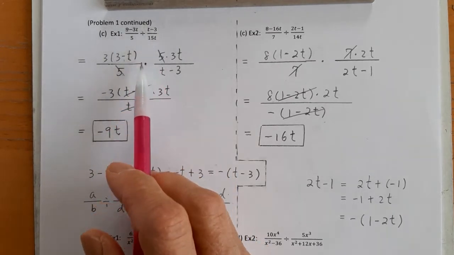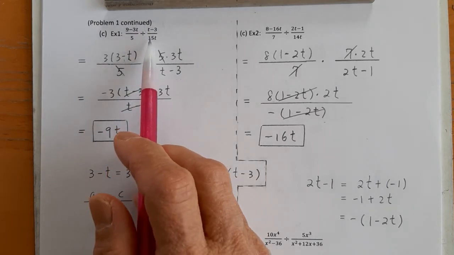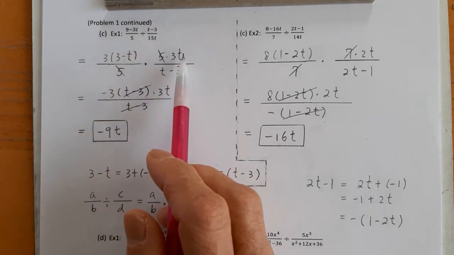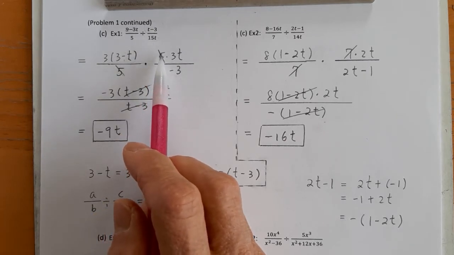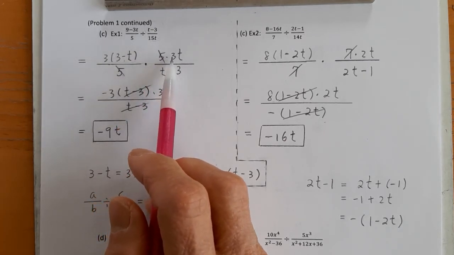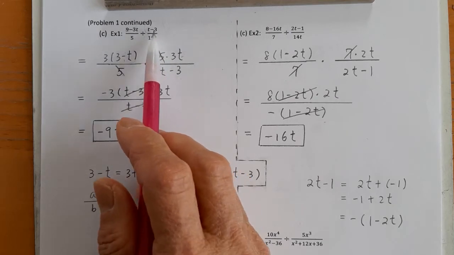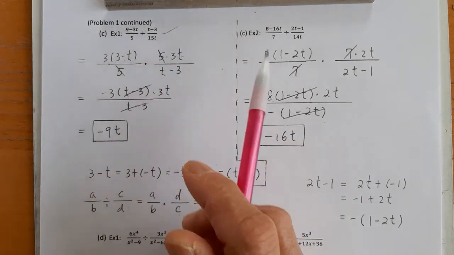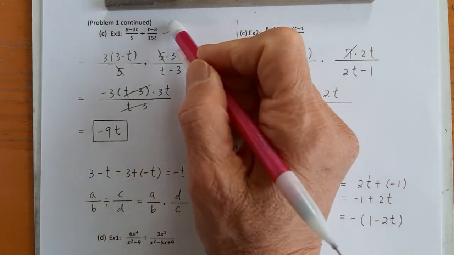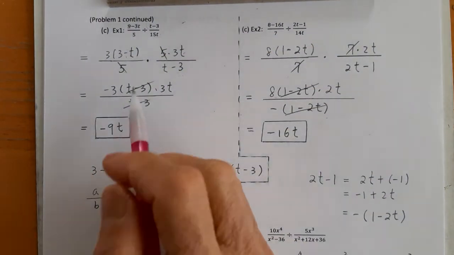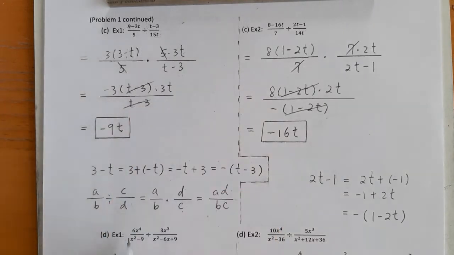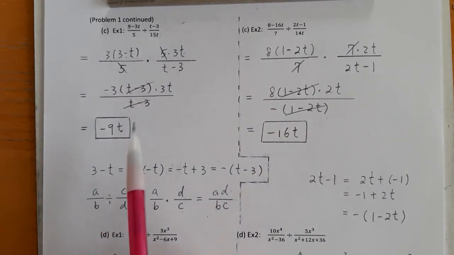Second fraction reciprocal. Reciprocal means 15t is put on the numerator. And then I factor 15 as 5 times 3 times t. And t minus 3 is put on the denominator. And then we can cancel. 5 and 5 cancel.